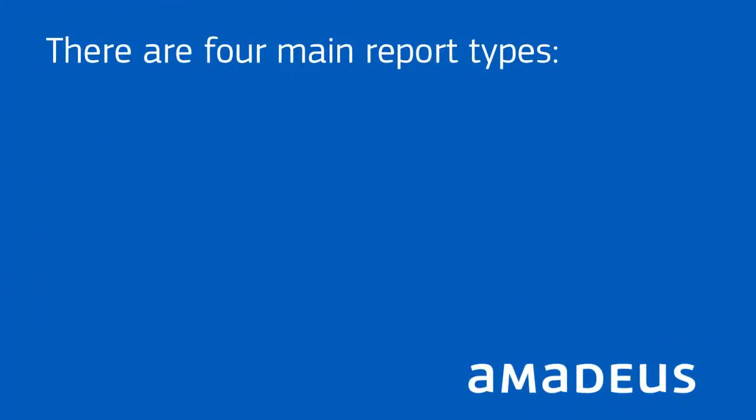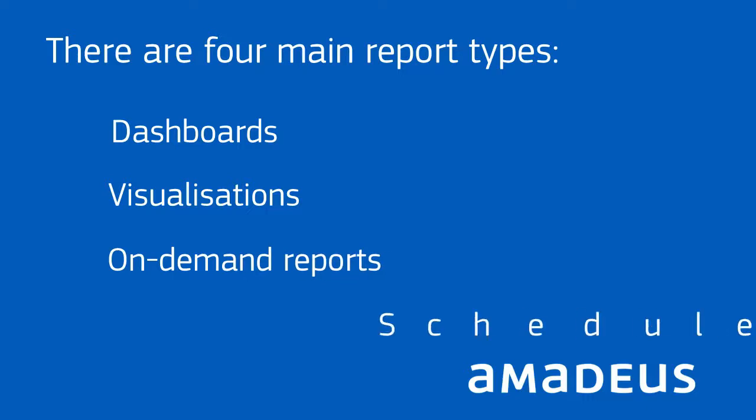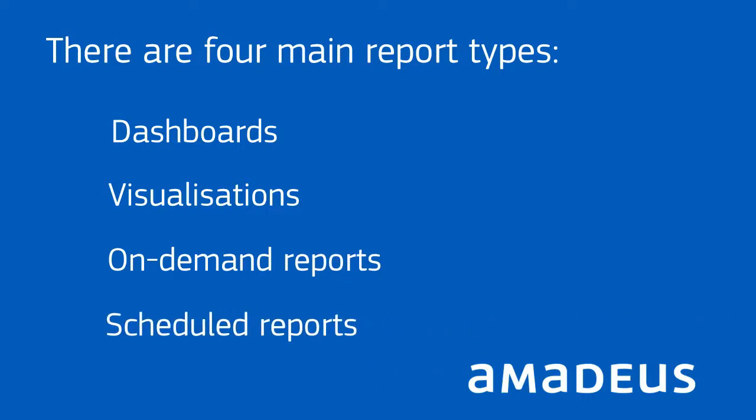There are 4 main types of reports available through the Productivity Tracker. These are dashboards, visualizations, on-demand reports, and scheduled reports. This video will now demonstrate each of these 4 categories in more detail.